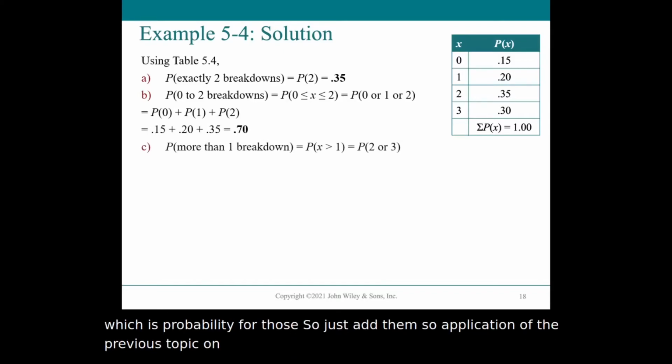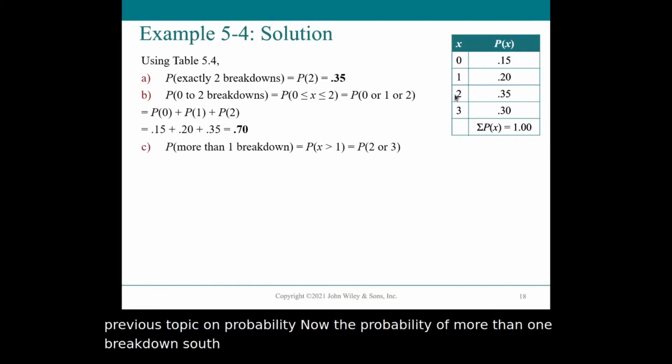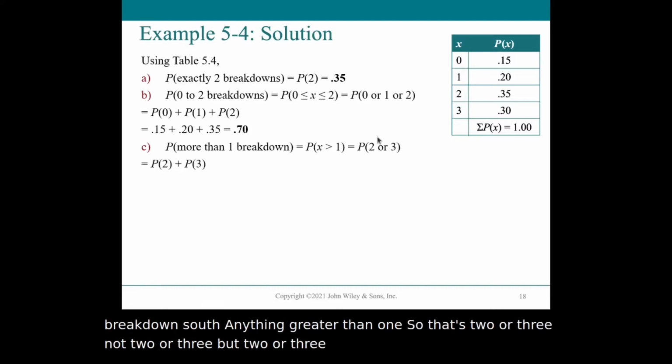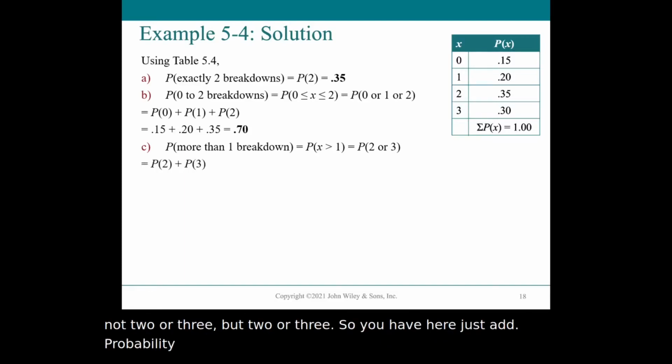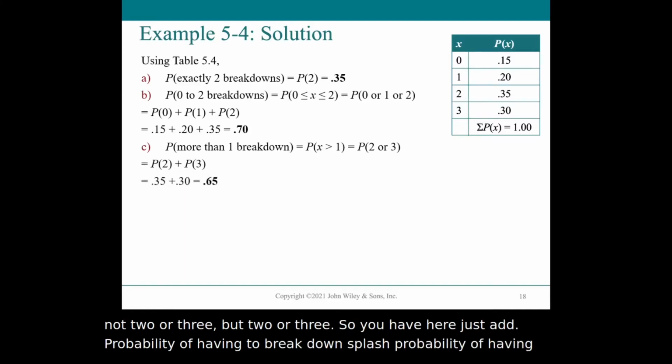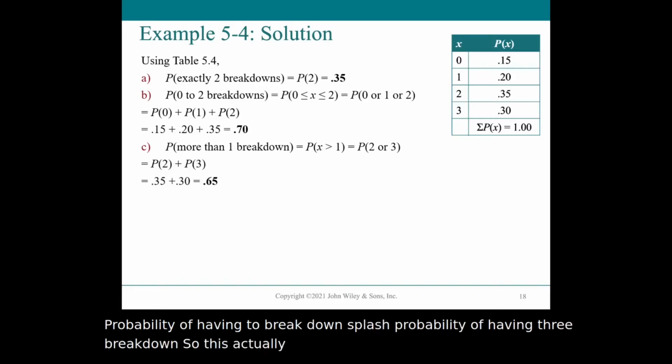Now, the probability of more than one breakdown. So anything greater than 1. So that's 2 or 3. Not 2 and 3, but 2 or 3. So you just add the probability of having 2 breakdowns plus the probability of having 3 breakdowns. So this is actually a union again. So that's 0.35 plus 0.30, that's 0.65.